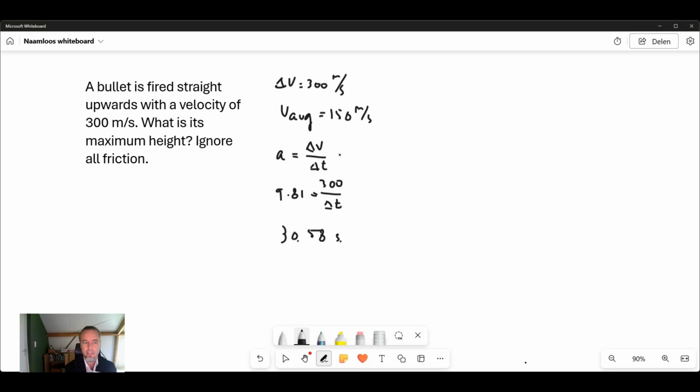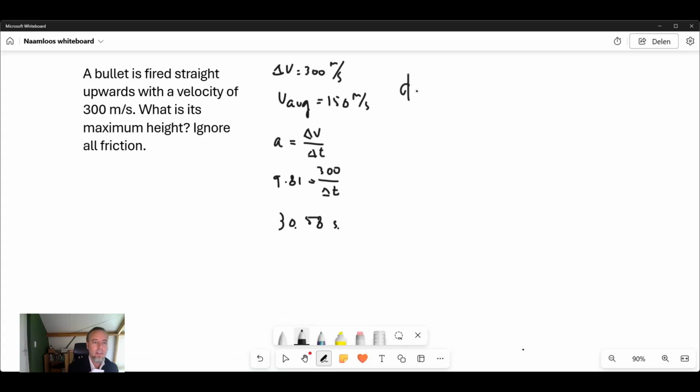Now the final formula I would recommend using would be the distance equals the average velocity times the time. The distance, of course, being vertical in this instance, so distance equals the average velocity of 150 times the time we just calculated, 30.58 seconds.